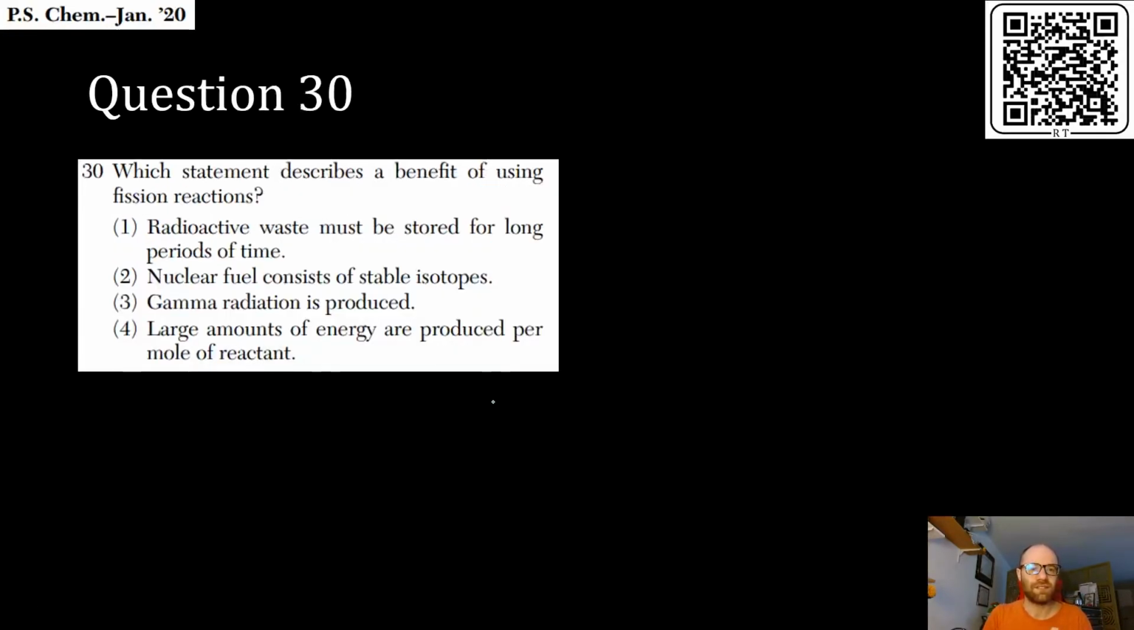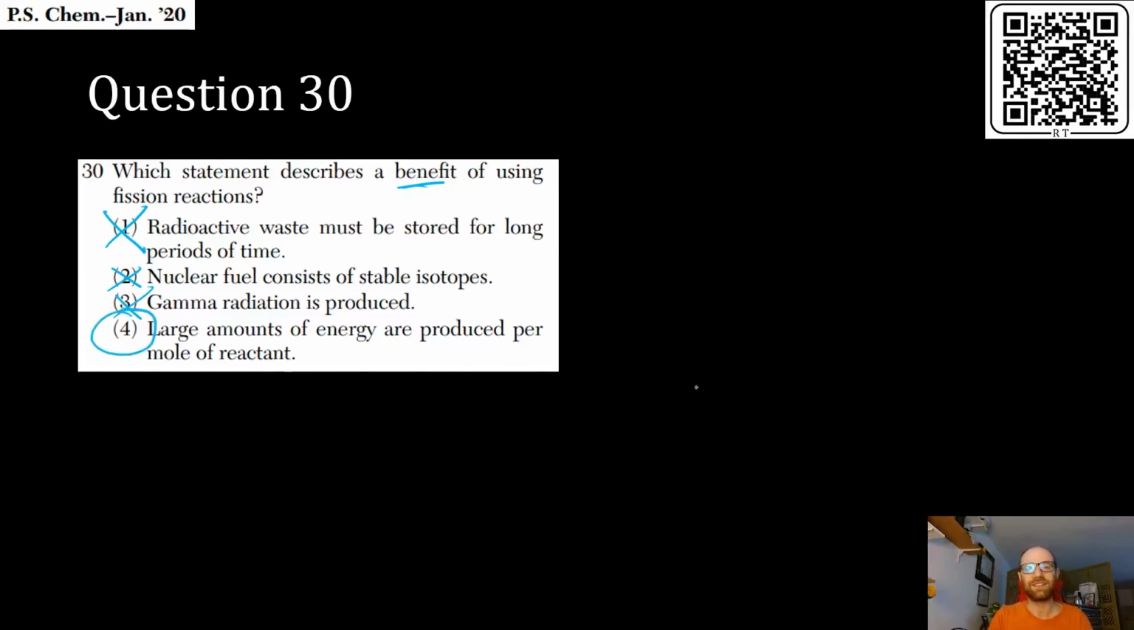Which statement describes a benefit of using fission reactions? So this one I'm going to use a little bit of English to answer. Benefit. Radioactive waste must be stored for a long time. That's not a benefit. That sounds like a drawback. Nuclear fuel consists of stable isotopes. I mean, it has some, but those aren't the active parts. Gamma radiation is produced. Not a benefit. We're not trying to gain superpowers here.